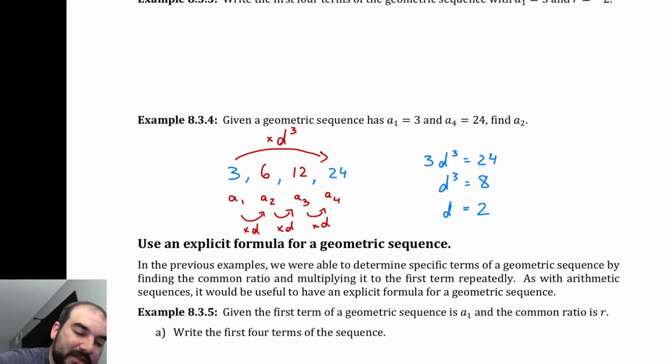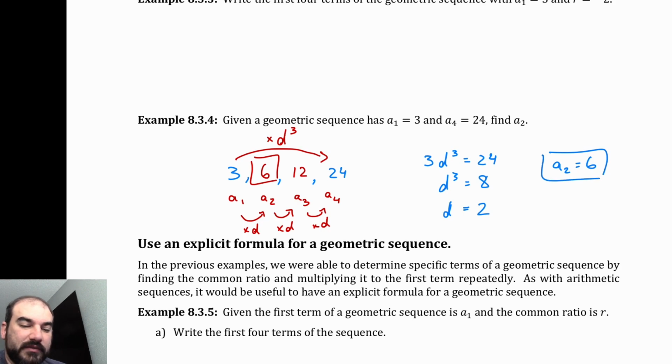And the question is actually asking for A sub 2, which is the second term. So we can box that answer for 6. We can write it on the side here as well. A sub 2 is equal to 6.